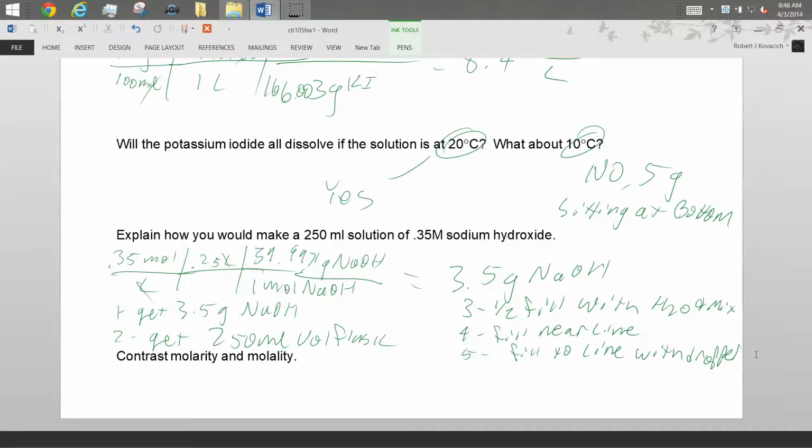Okay, contrast molarity and molality. So molarity is moles over a volume. So this is volume based, and then this one is mass based. The good thing about the molarity one is it's easy and it's inexpensive. The good thing about the mass one is it's more accurate. But the bad thing about it is it's expensive.